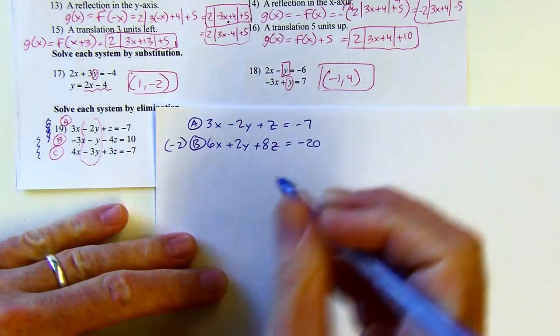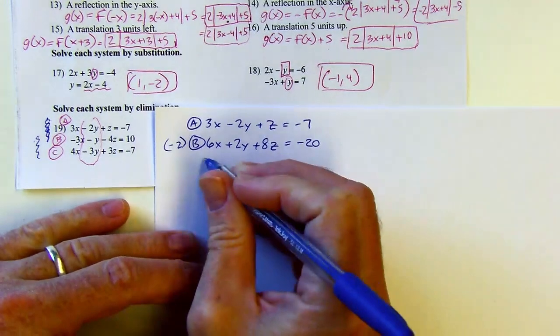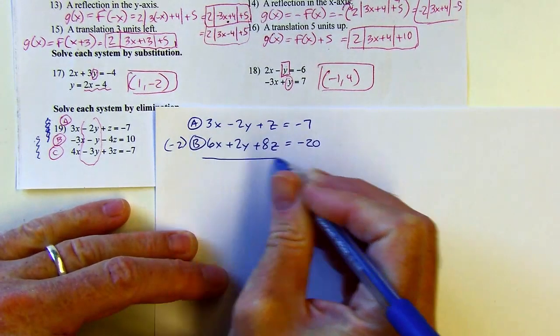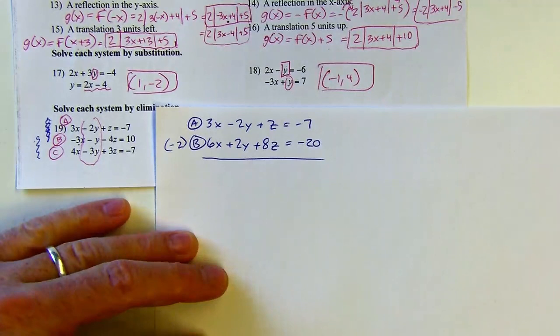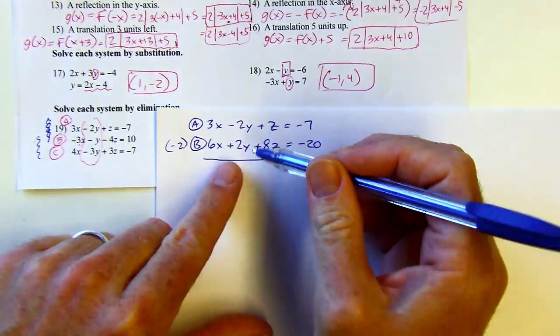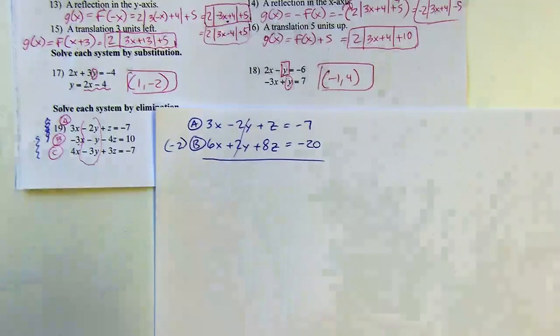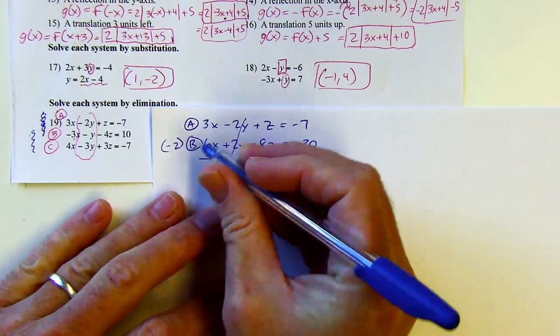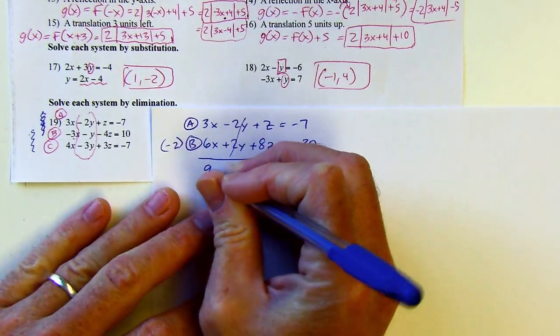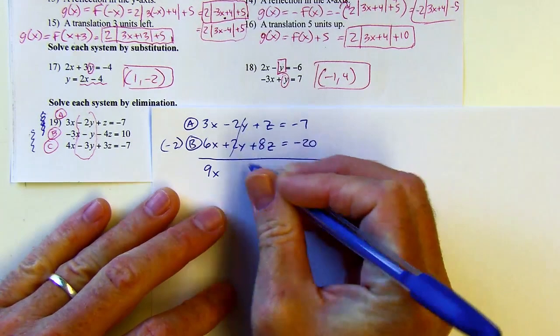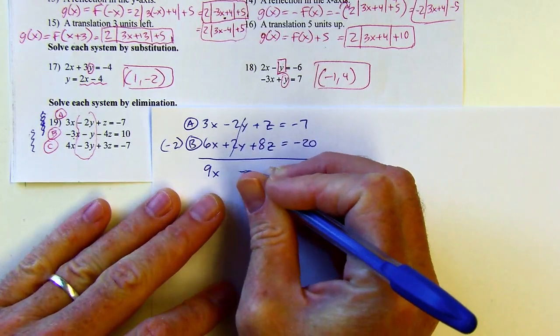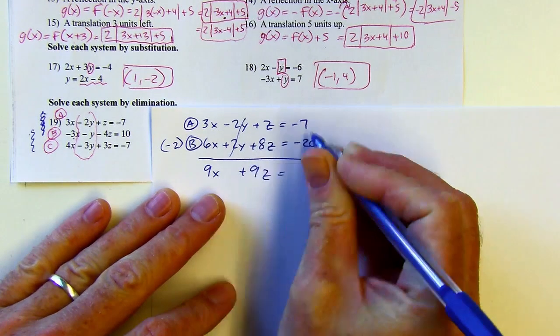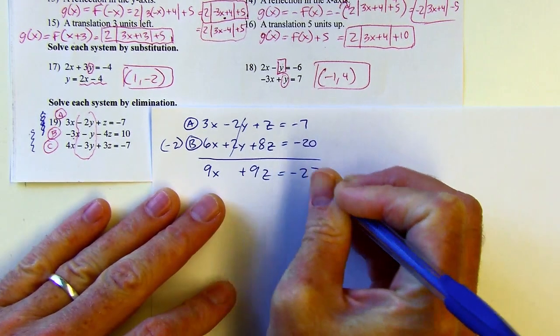Okay. Now if I look at these two equations, if I treat this as a big addition problem, those y's are going to cancel out, and that's what I want to happen. They're going to eliminate. That's why this is called the elimination method. So for the x's, 3x plus 6x is 9x. For the z's, 1z plus 8z is 9z. And I've got negative 27 when I add those negatives together.